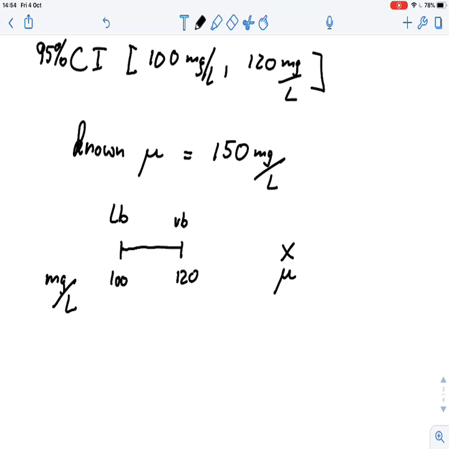Something weird is going on. I predict the population mean to be somewhere in here, that's the red bit, but in fact it is somewhere else. Could it happen? Is it possible that it happens?